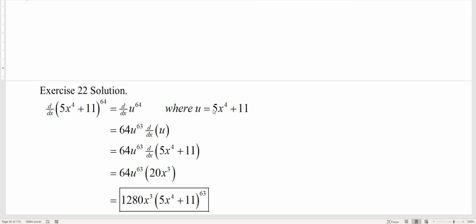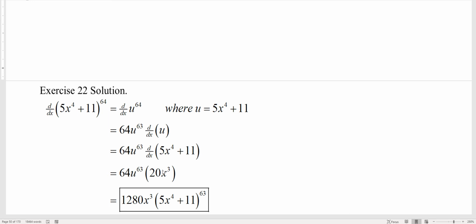So the derivative of the u is the derivative of this part here, which is 20x cubed. This u is the original. So notice for some things that we don't do. For example, we don't forget this du over dx. That's a common mistake, just to do this part, plug in the value of u, which is 5x to the 4th plus 11 to the 63rd, and forget the du over dx. You can't forget that. The chain rule requires that.